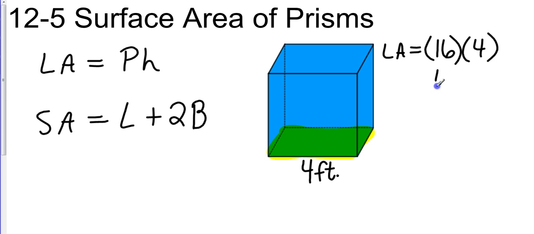And that's going to be 64, and we're back to area, so that's going to be square feet.